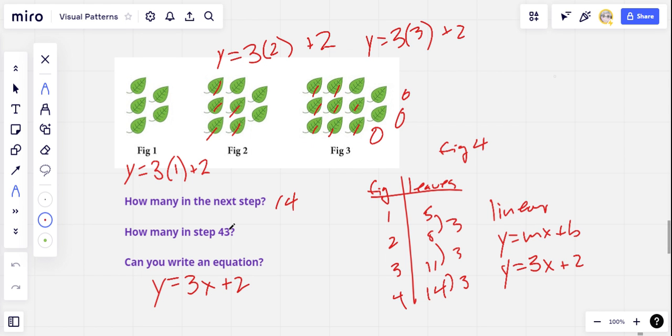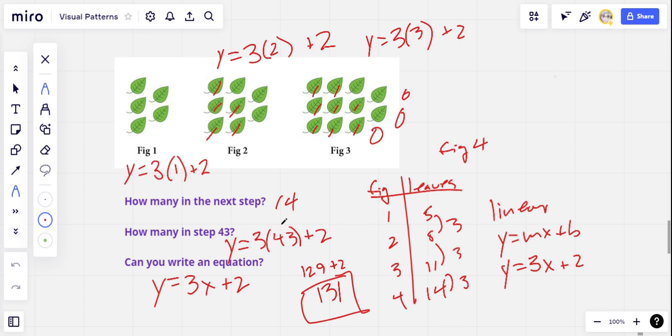Now, to calculate the number of leaves in figure 43, we just have to plug in number 43 for x. So y equals 3 times 43 plus 2. So what is 3 times 43? Well, 3 times 40 would be 120. 3 times 3 would be 9, so 129 plus 2, 131 leaves in figure 43.